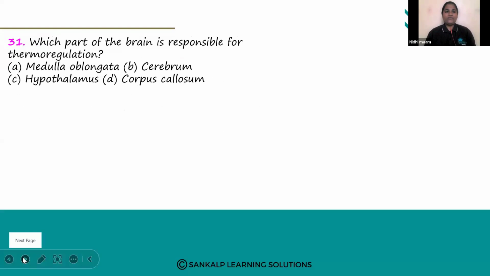Next question. Which part of the brain is responsible for thermoregulation? What do you mean by thermoregulation? Regulation of temperature. Fine. Option A, medulla oblongata, option B, cerebrum, option C, hypothalamus, option D, corpus luteum. So in these four options, which part will regulate the temperature?